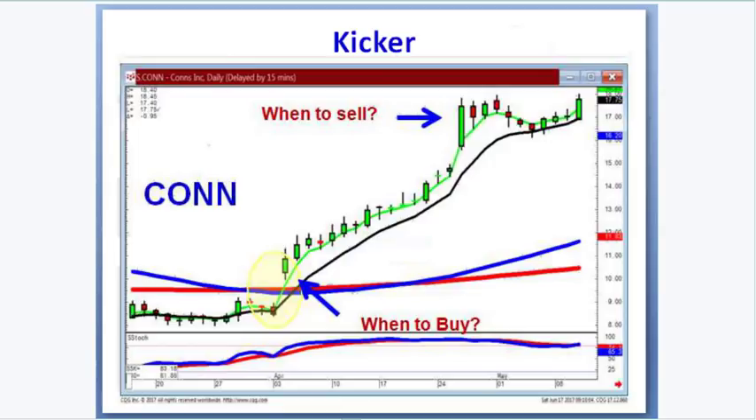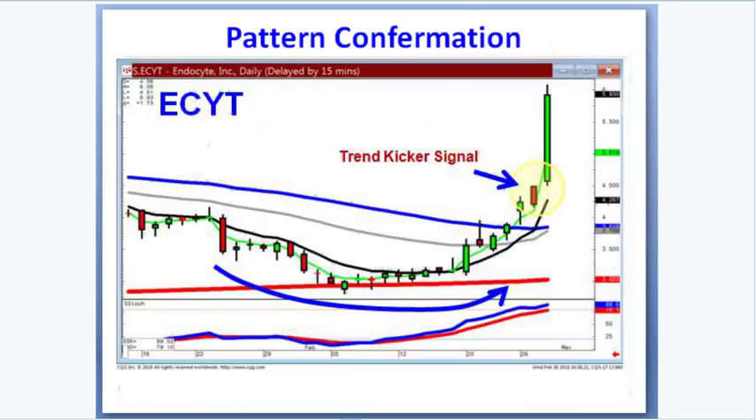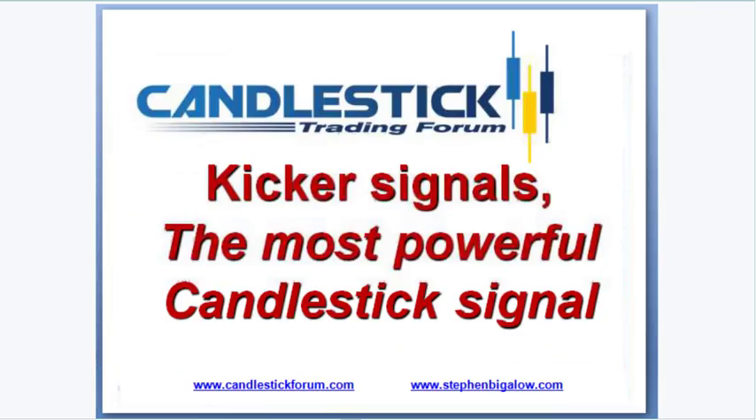Jake, no. The moving averages mean we're not trading the moving averages. We're trading the signals. Now, the fact that they gap through those moving averages adds a little bit more credibility. But we're buying either the patterns or the signals. Again, there's a trend kicker signal coming out of a fry pan bottom. Whoops, got through them already. So again, the kicker signals are the most powerful of the candlestick signals.